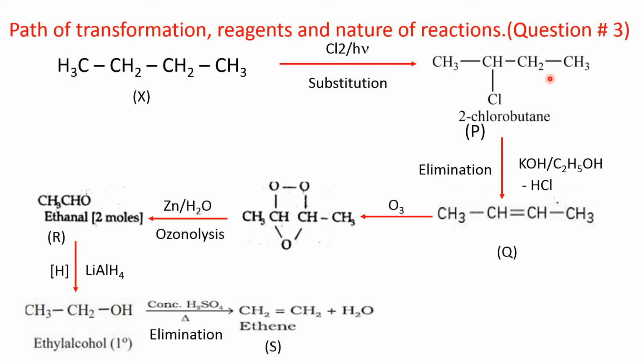number of hydrogen. So this is also a beta carbon atom, this is also a beta carbon atom, but one contains 2 hydrogen, the other contains 3 hydrogen. So this beta carbon atom contains less number of hydrogen. So according to Saytzeff rule, hydrogen will be removed from this beta carbon atom and your product will be this 2-butene, which is our compound Q.